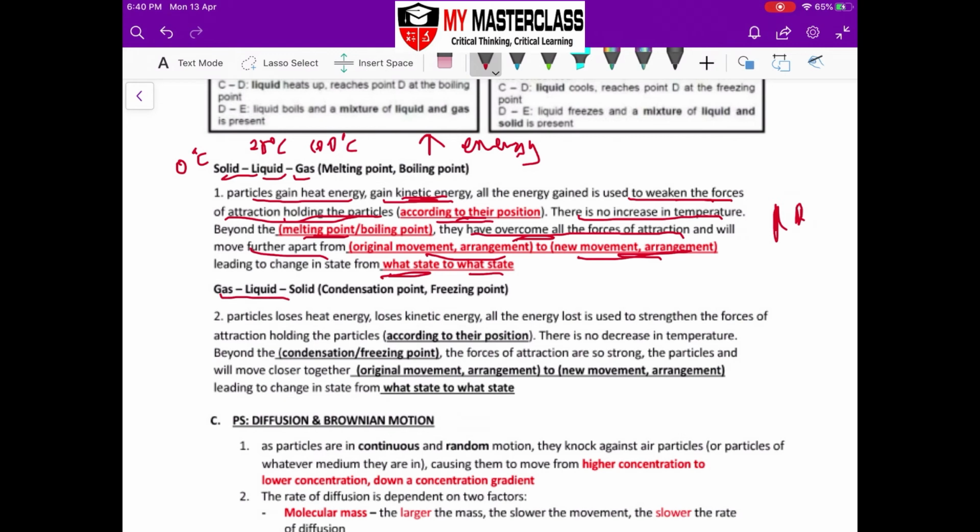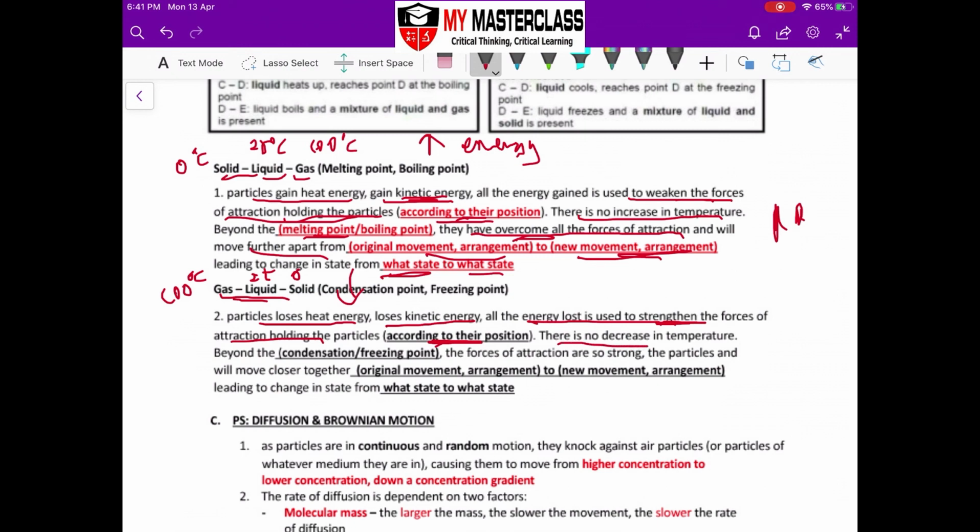On the converse side, this one is gas changing to liquid, changing to solid. From 100 degrees Celsius, I change to 25 and then to 0. So you are losing temperature, losing energy. Particles will lose heat energy, they lose kinetic energy. All this energy that is lost strengthens the attractive force. So your attractive force becomes stronger and stronger, and all this energy is used to strengthen the attractive force that causes your particles to slide in layers.